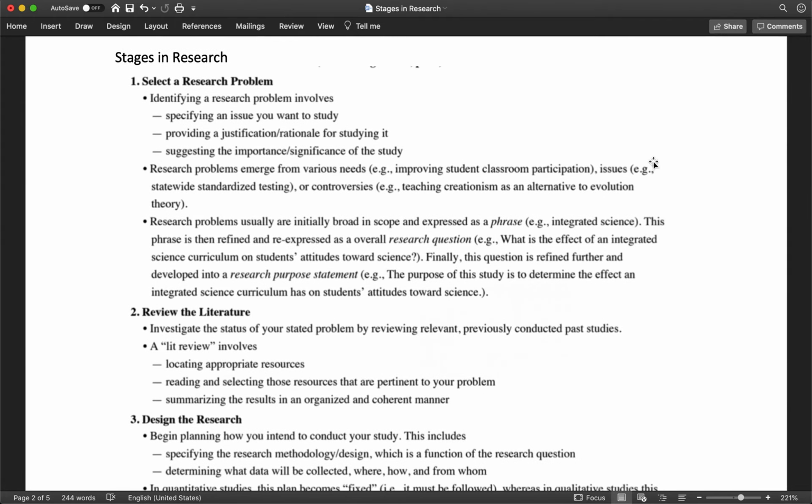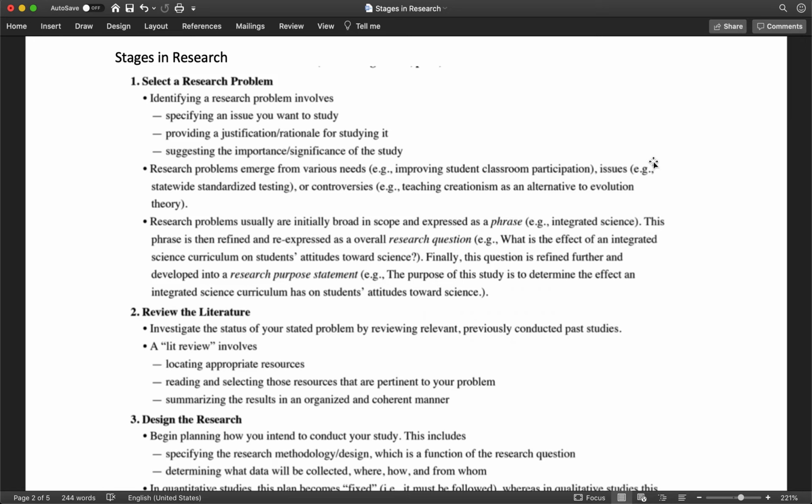So, what are the steps really, let's say, where you're at right now? You've got to first select a research problem. So, how do I want to select a research problem? And that's where we're at right now. We're kind of just brainstorming, kind of thinking about all the different experiences we've had in different aviation courses.